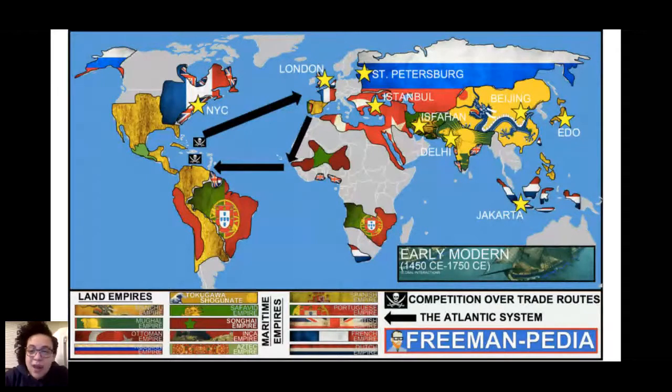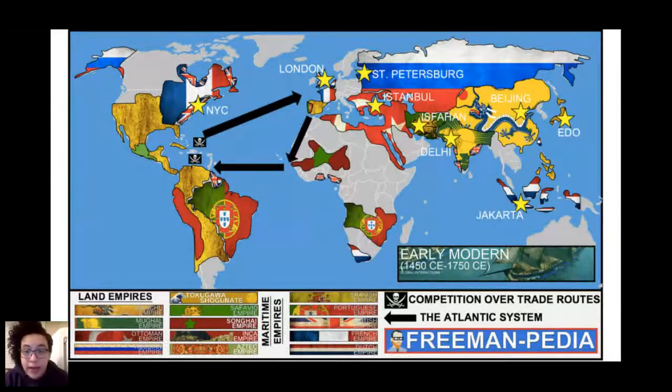All right, so this is a map coming from Freemanpedia, Benjamin Freeman. He has just the dopest graphics on his website. If you're looking for maps and charts, he's got all kinds of great stuff. This map is perfect because it shows exactly what we're going to talk about tonight. You can see the entire world with the layout of who's in charge of where.